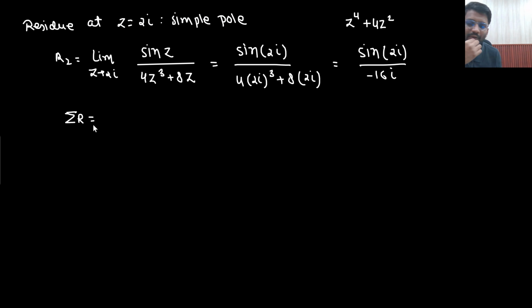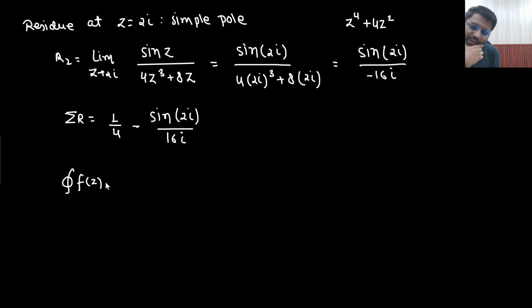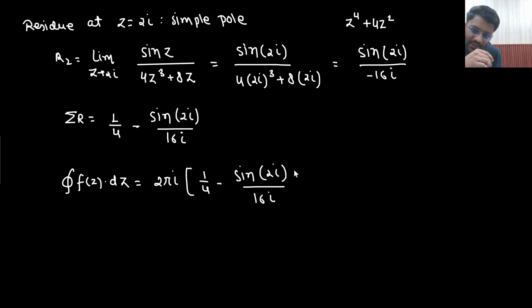Your sum of residue is coming out to be 1 by 4 minus sin 2 iota divided by 16 iota. Then you would know that my answer would come out to be the integral of f(z) dz, and the circumference is given counterclockwise. So the answer will come out to be 2 pi iota times 1 by 4 minus sin 2 iota divided by 16 iota. This will be your answer.